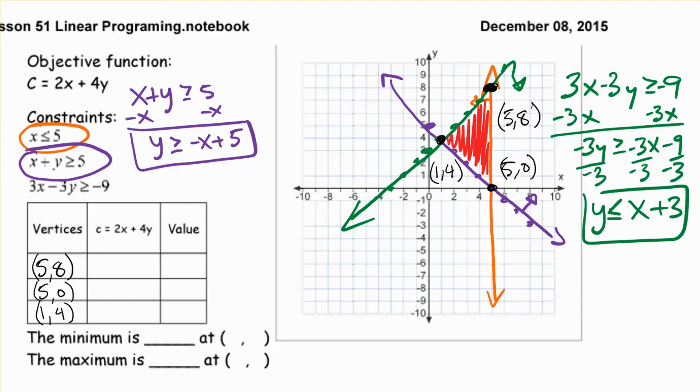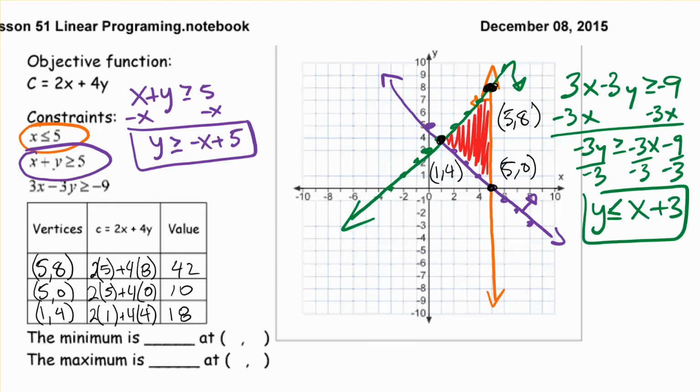Now we're going to substitute those into our objective function. Our objective function, 2x plus 4y. First one, we're substituting in a 5 for x and an 8 for y. 2 times 5 is 10. 4 times 8 makes 32, so that makes 42. 5 for x and a 0 for y, that makes 10. And a 1 for x and a 4 for y. 2 times 1 is 2. 4 times 4 is 16, so that makes 18.